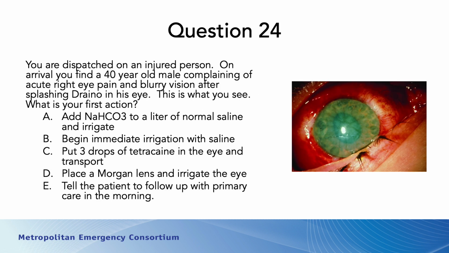All right. You're dispatched on an injured person. On arrival, you find a 40-year-old male complaining of acute right eye pain and blurry vision after splashing Drano in his eye. What is your first action? And I really should have underlined first. So this is an alkali injury. Drano is an alkaline substance. Neither acid nor alkaline splashes into the eye are good things, but if you had to choose between one or the other, go for the acid.